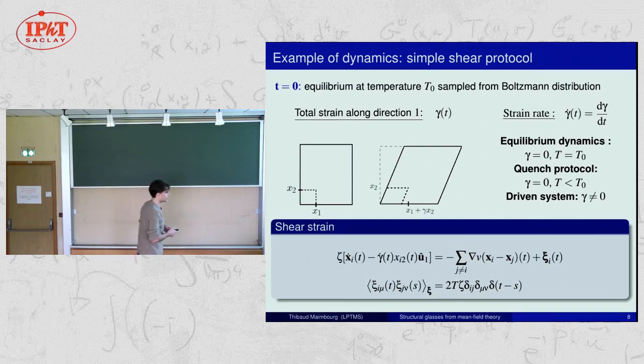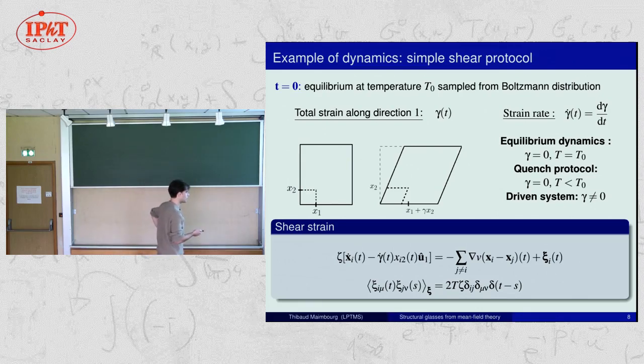Then you could do a lot of things. For example, if you run the dynamics afterwards at the same temperature, you would be at equilibrium all the time. Or you can do a quench, which is non-equilibrium, at a lower temperature, for example, or you can go off equilibrium even more directly by driving the system. Here, for example, we will drive the system through a shear. Shear means that we strain the system along direction 1, so you apply a force and a displacement in direction 1.